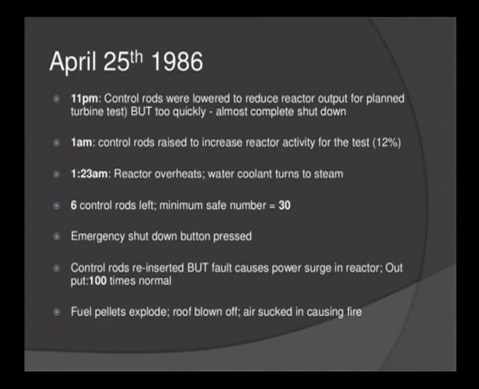Control rods were reinserted, but the fault causes a power surge in the reactor. Output becomes 100 times the normal output. So, fuel pellets explode, the roof gets blown off, and air gets sucked in, causing fire. Obviously, exposure to moisture as well as oxygen increases the speed of burning and combustion.